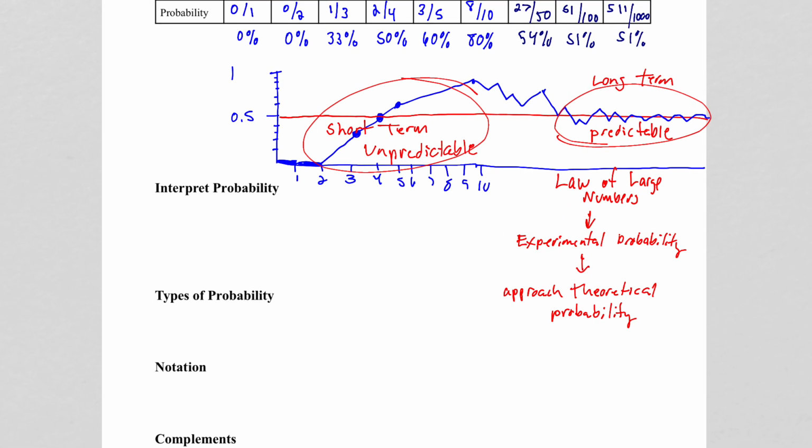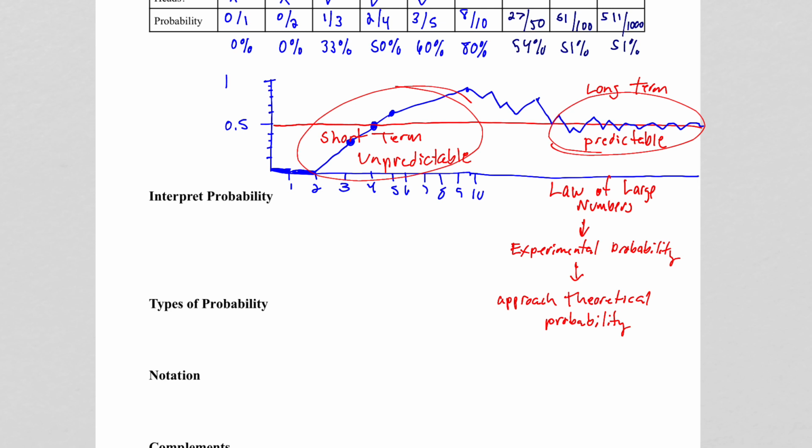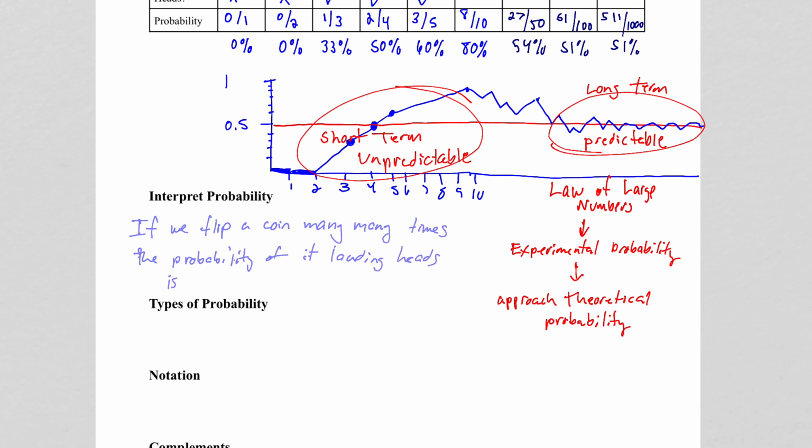So now let us interpret this probability. So we're going to say, if we flip a coin many, many times, the probability of it landing on heads is 0.5 or 50%.